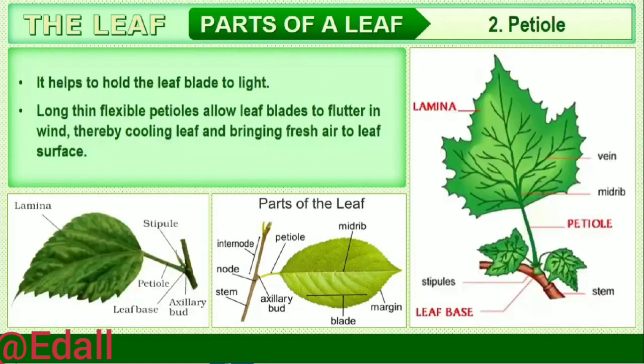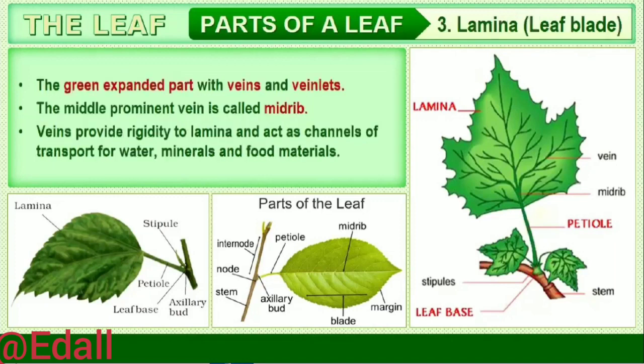The petiole helps hold the blade to light. Long, thin, flexible petioles allow leaf blades to flutter in wind, thereby cooling the leaf and bringing fresh air to leaf surface. The lamina or the leaf blade is the green expanded part of the leaf with veins and veinlets. There is, usually, a middle prominent vein, which is known as the midrib. Veins provide rigidity to the leaf blade and act as channels of transport for water, minerals and food materials. The shape, margin, apex, surface and extent of incision of lamina varies in different leaves.